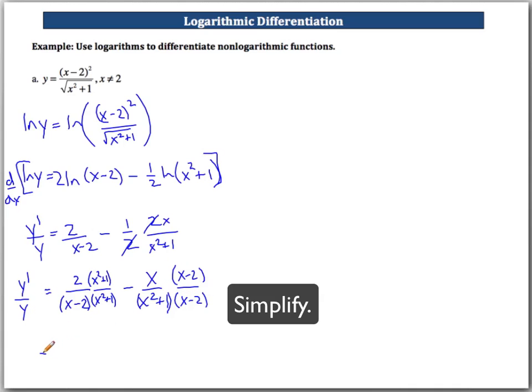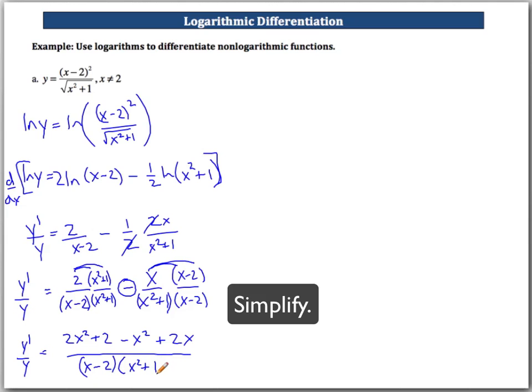This is going to give us y prime over y. So let's go ahead and distribute this. So we're going to get 2x squared plus 2 minus x squared plus 2x. Okay, so don't forget about that negative. So it's minus x squared plus 2x, all divided by x minus 2 times x squared plus 1.